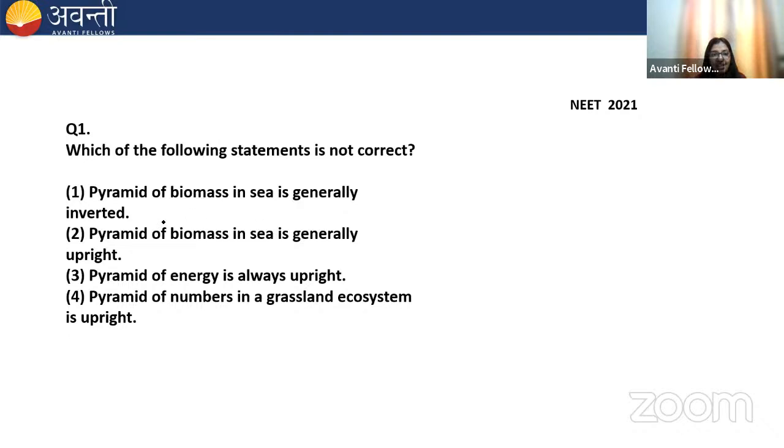The pyramid of biomass in sea is generally inverted, right? In sea, you will observe phytoplanktons, right? And the phytoplanktons are microscopic in nature. They're very small in size. But the zooplanktons are larger in size as compared to the phytoplanktons. So you will observe this inverted biomass in sea. Inverted pyramid of biomass.